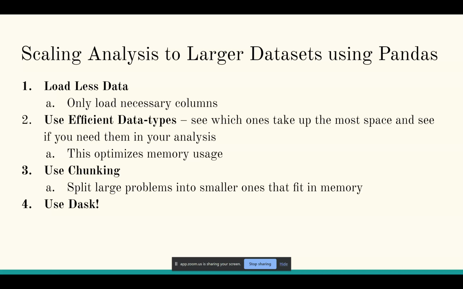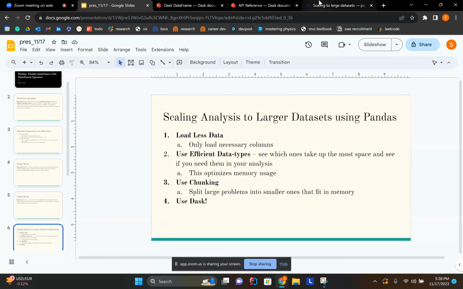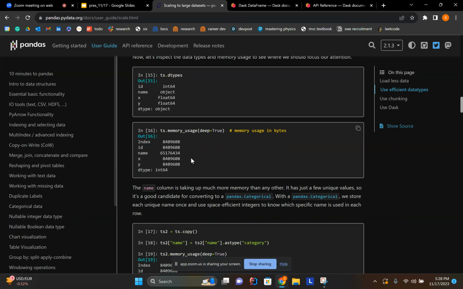Another way you could scale Pandas to a larger data set is by using efficient data types. So you go through the different columns and see which ones take up the most space and see if you really need them in your analysis. For example, if you look right here, the name category in this data sheet takes up a bunch more memory in comparison to the other labels. So a good way to mitigate this memory issue is by converting these high memory usage columns into categorical variables because they take up so much less memory.